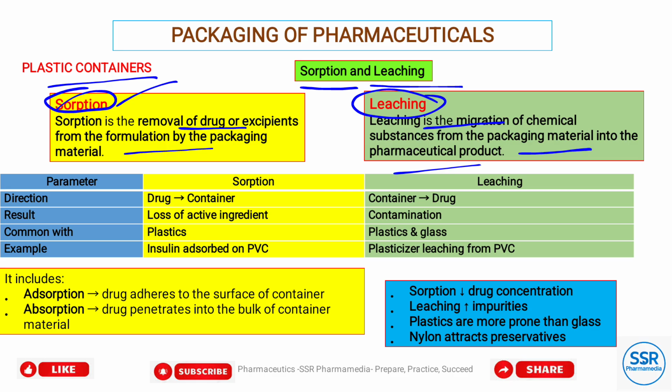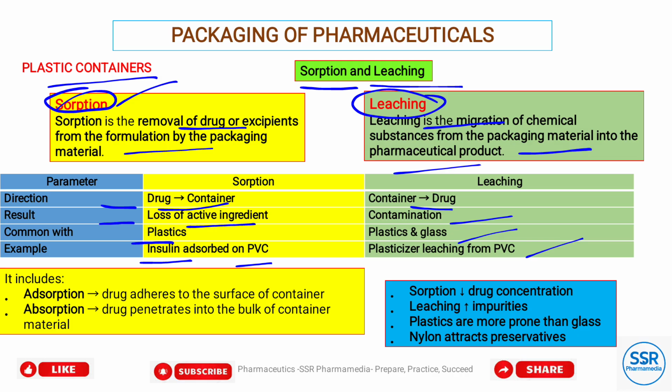Read it carefully. The parameters of sorption are: direction is drug to container, and the result is loss of active ingredients. It commonly occurs in plastic containers. Example, insulin adsorbed on PVC. Leaching means container to drug. The chemical goes from container to drug. Contamination takes place and it mainly occurs in plastic and glass containers, for example plasticizer leaching from PVC.